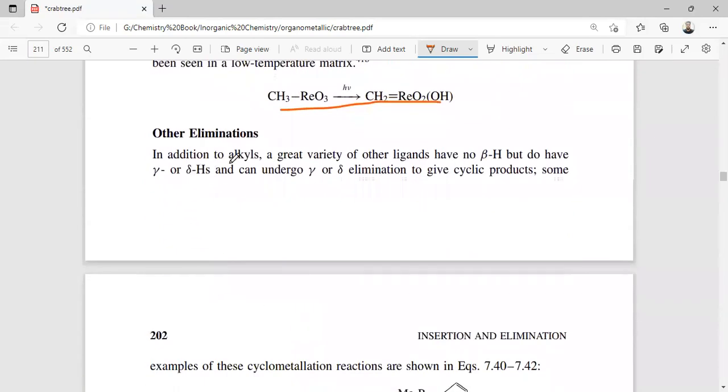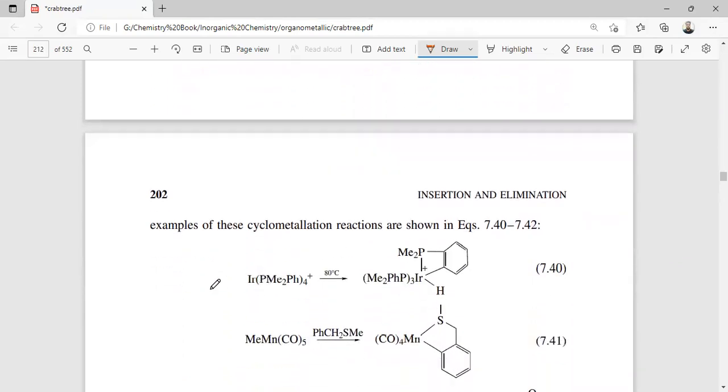In addition to alkyls, a great variety of other ligands have no beta hydrogen, but the gamma and delta hydrogens can undergo gamma-delta elimination to give cyclic products. Some examples of these cyclometallation reactions are shown. So here, the iridium complex with PMe2Ph, there are no alpha or beta hydrogens present. So here the gamma hydrogen is eliminated to form this metallocycle.